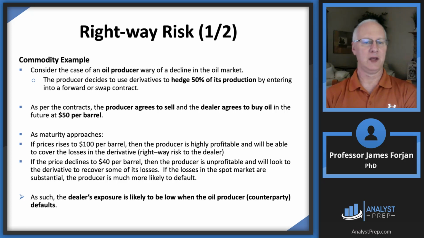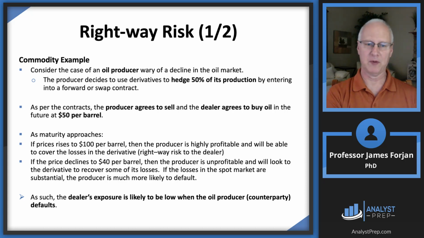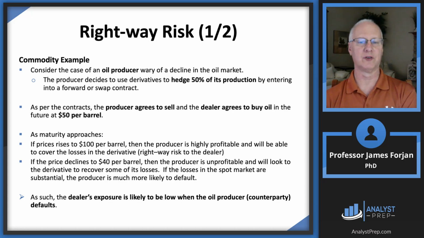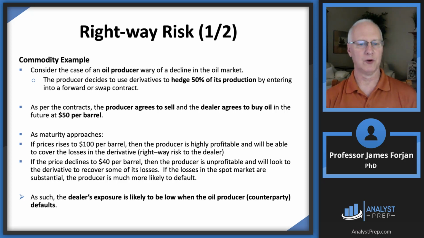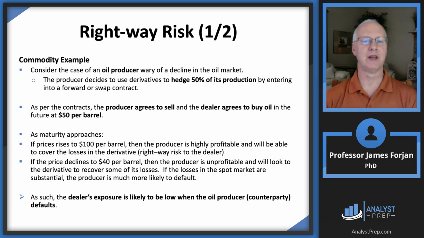But what will happen then is that since it's unprofitable on 50% of its operations, it's going to look to the derivative to recover some of those losses. Now, if the losses in that spot market are substantial, then the producer is way more likely to default. But here's the case: the dealer's exposure is probably going to be low, right? 50 minus 40 is way different than exposure being high, 50 minus 10, if we ever drop to $10 a barrel. So when the oil producer defaults, of course, the dealer is not happy. It's not like the dealer is high-fiving anybody, but the dealer is going to have relatively low exposure.